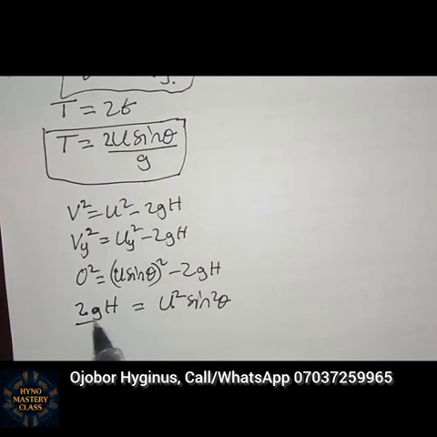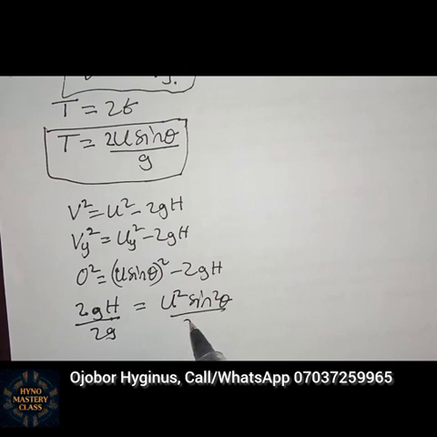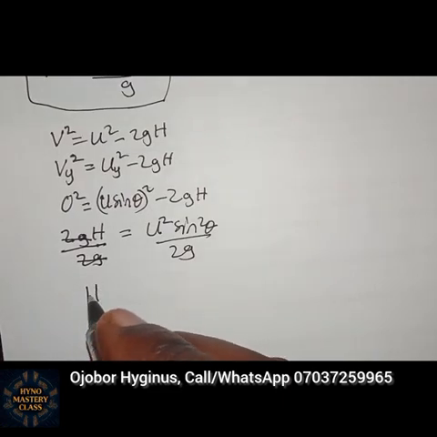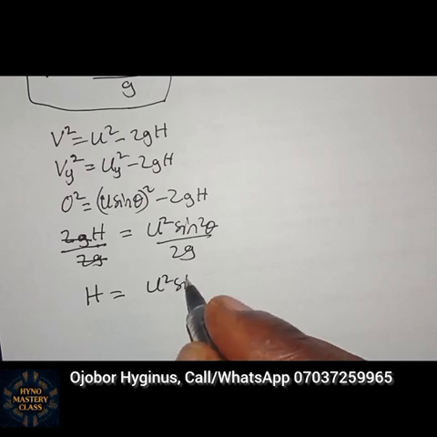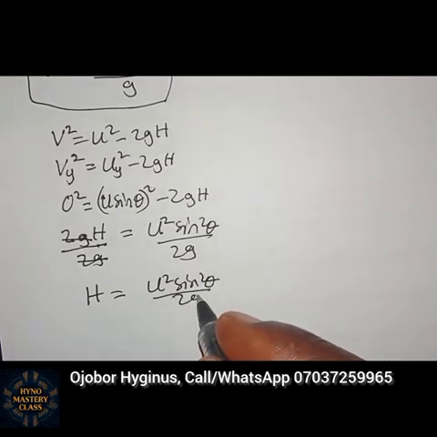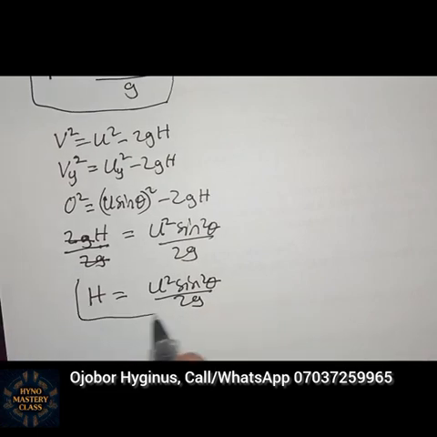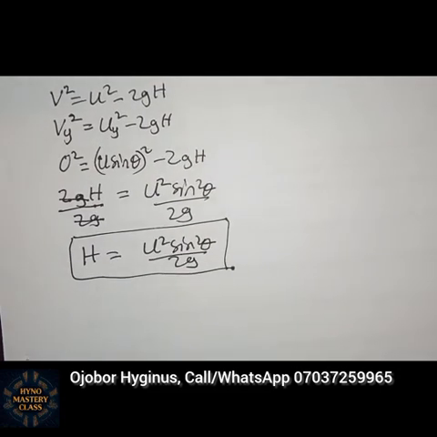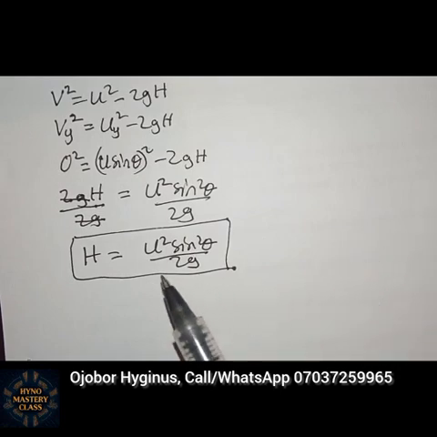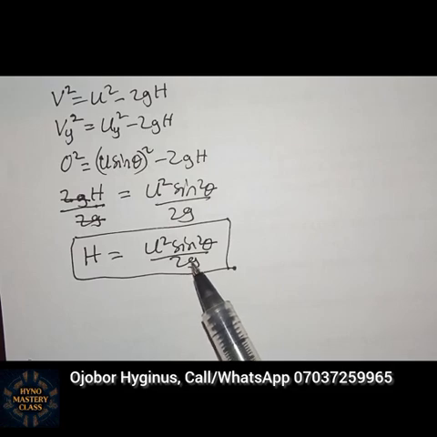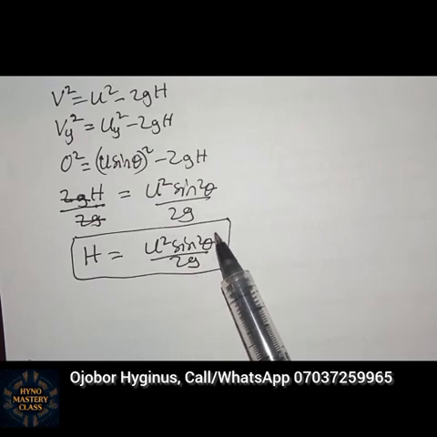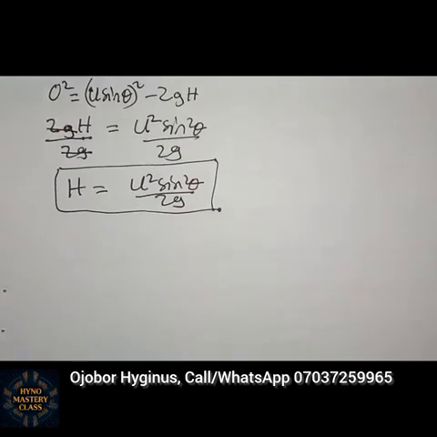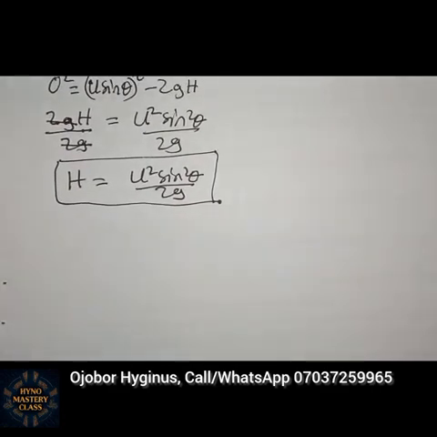Okay, then we are going to divide both sides of the equation by 2G to make H the subject of the formula, so that this 2G cancels this 2G, and then we have that the maximum height is equal to U squared sine squared theta all over 2G. So if that is taken into consideration, this is the maximum height of projection for a body projected at an angle. Remember that for a body projected vertically upwards it is U squared over 2G, but here we have U squared sine squared theta over 2G. So sine is only appearing because it is projected at an angle that is not 90 degrees. That is not vertical projection and not horizontal projection.